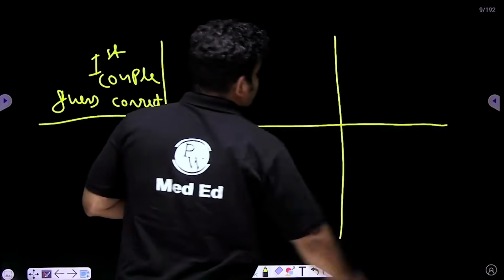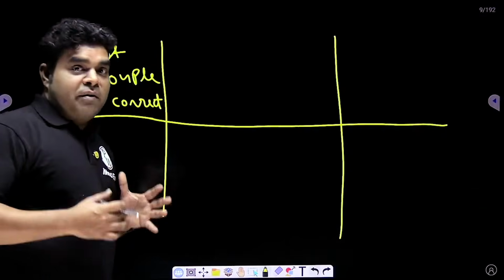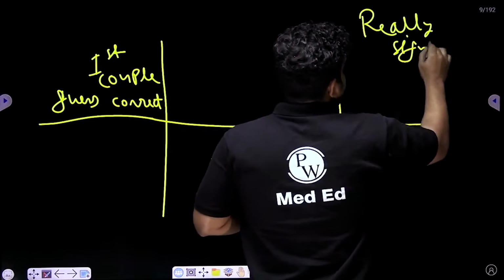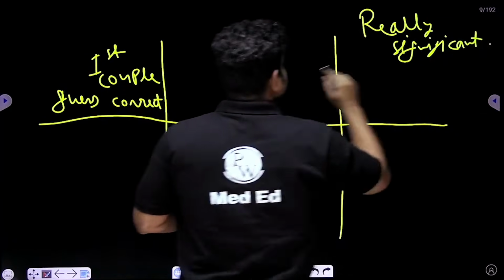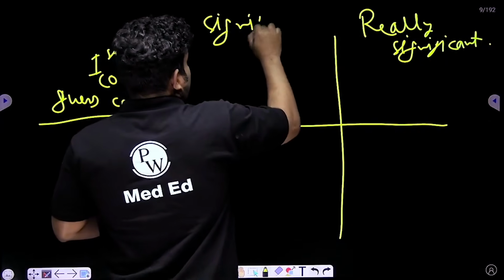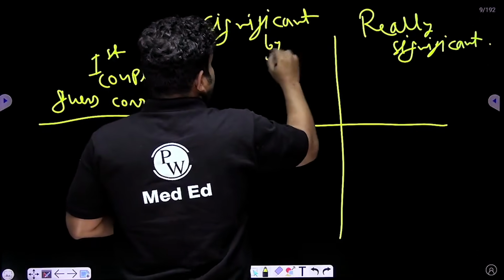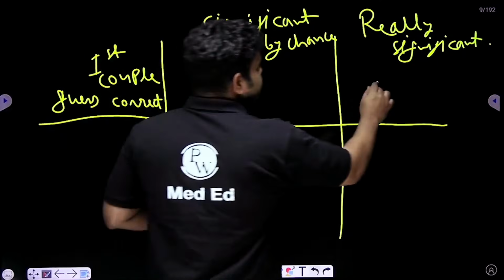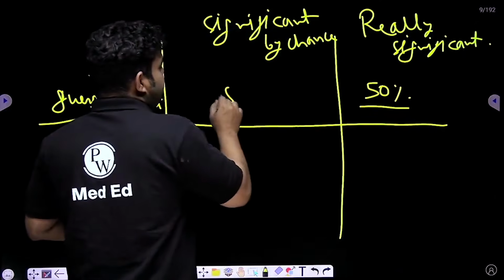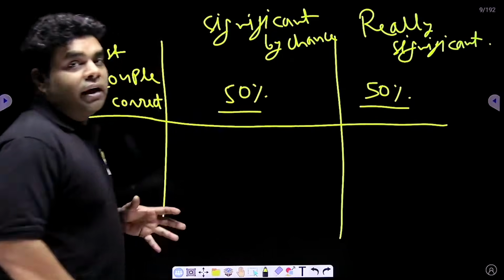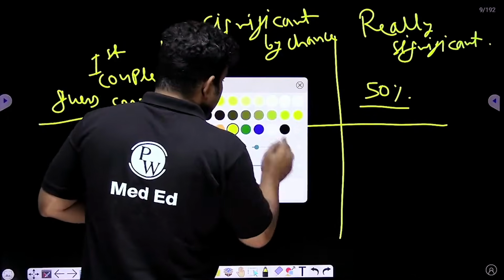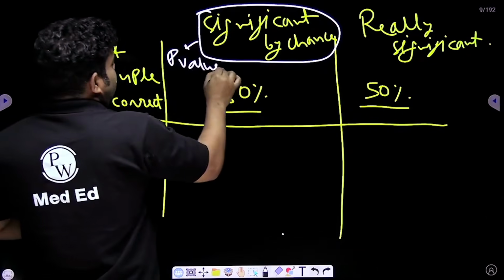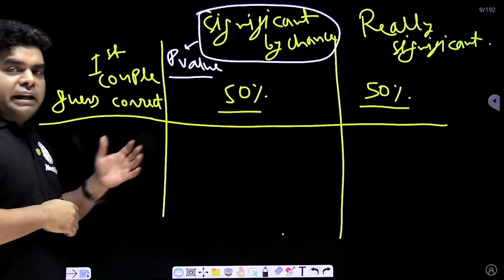If your first couple guess is correct, do you have a divine power, or does your friend who has guessed it have divine power? Is the friend really significant, or is he just significant by chance? Which type of guess is this? So actually it's just one guess correct. So you can say that there is 50% chance that this boy or girl has divine power and 50% that he is just correct by chance. So whenever we talk about p-value, we only talk about this part, how many are significant by chance.